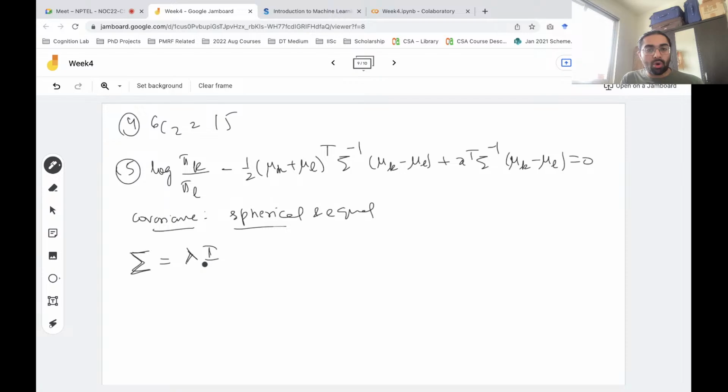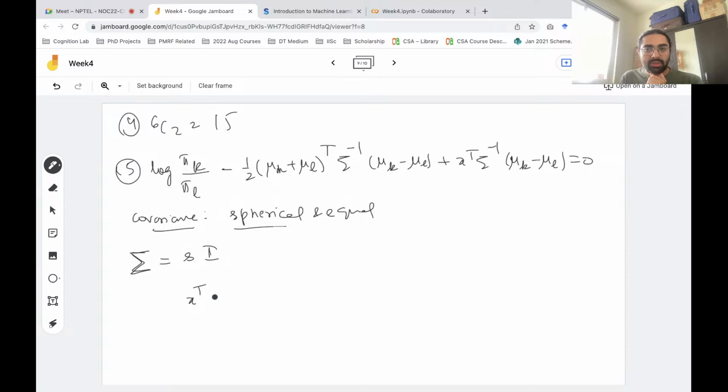So if you were to substitute that here, actually let me not use lambda because we use it for many other reasons. I'll just use S times I. Okay, so S is the variance of each particular dimension here. All right, so if you substitute that here, what you will finally get is something like this: x transpose mu k minus mu l is equal to half times mu k plus mu l transpose mu k minus mu l minus S times log pi k by pi l.